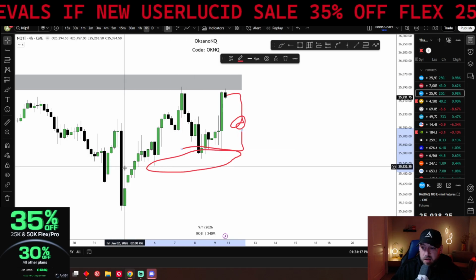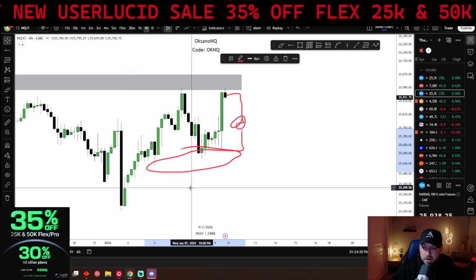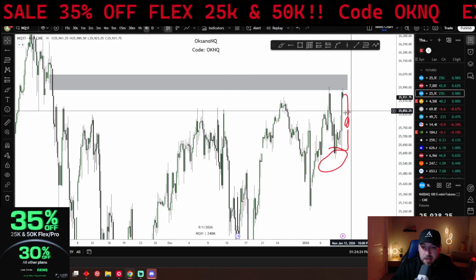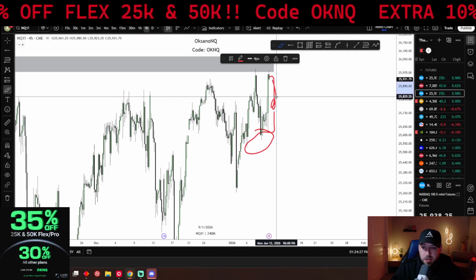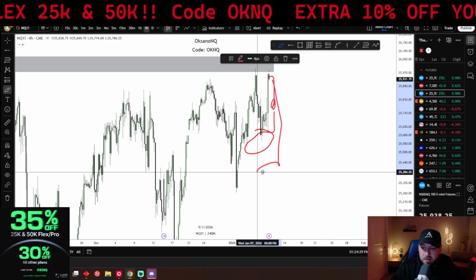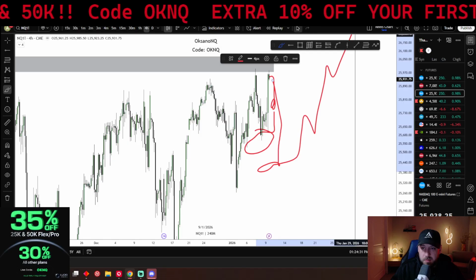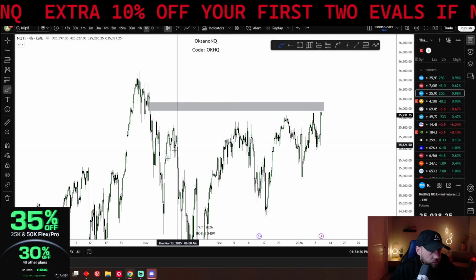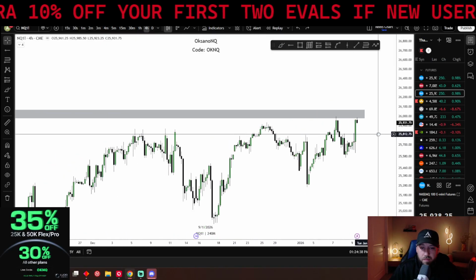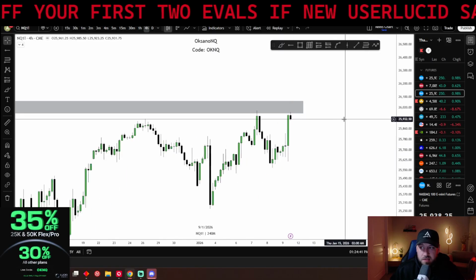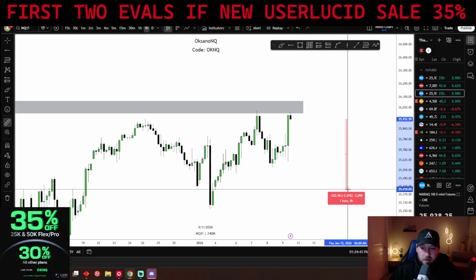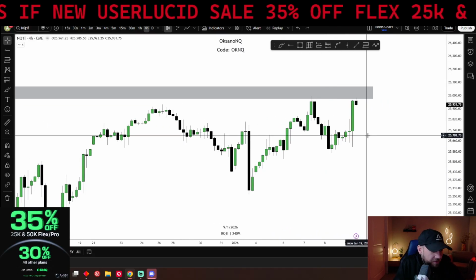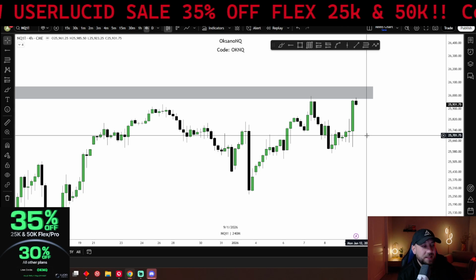And we also have an inverse fair value gap down here that has not been touched. So I would not be surprised if this gap does hold. We do get a pullback, maybe tag this one down here, then start working our way up to all-time highs. But that's 500 points down. With the way we've been moving lately, I wouldn't put that past NQ to do something like that.